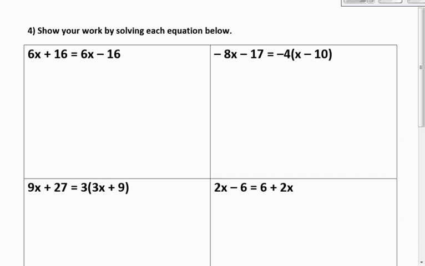Onto the back of the homework, you have 6x plus 16 equals 6x minus 16. It's not the same on both sides, so you have only one step to do here, and this will be finished. 6x is canceled. 16 does not equal negative 16. When they're not equal to each other, that is no solution.